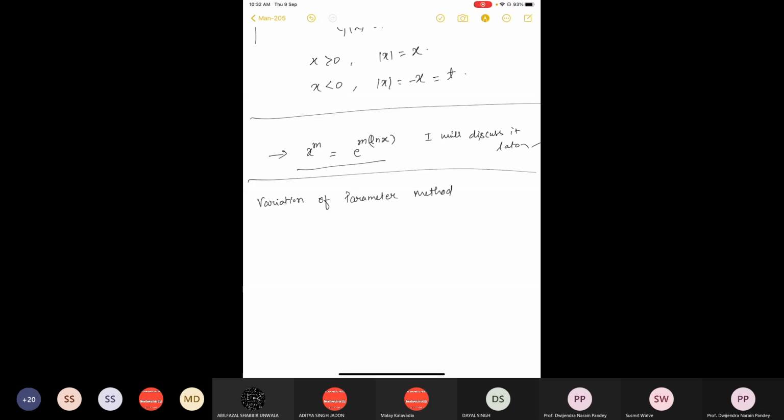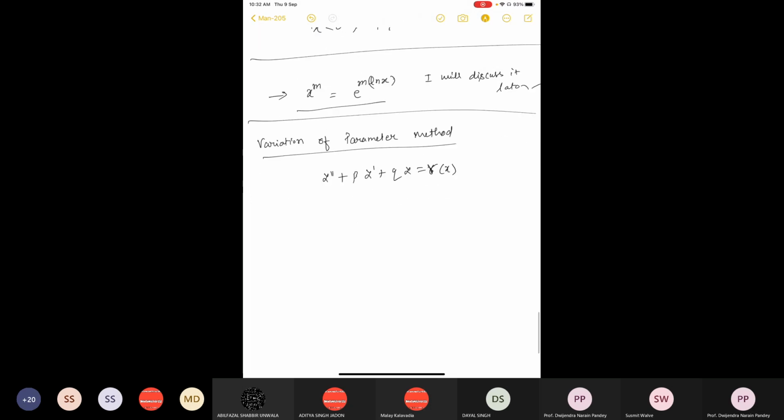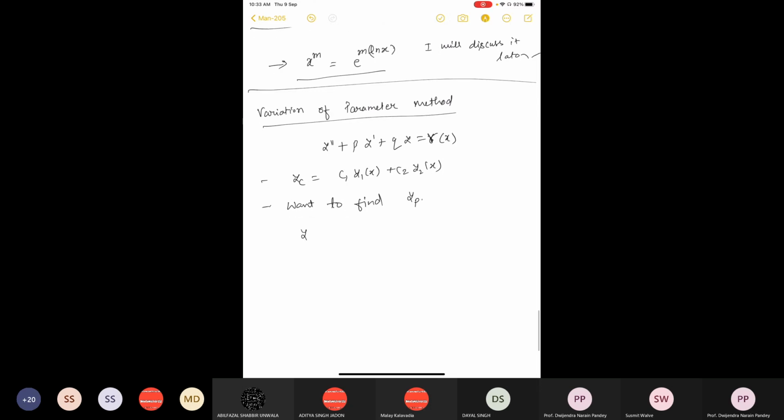So now let us say that we have y double dash plus p y dash plus q y equal to r(x), right? And yc, equal to c1 y1(x) plus c2 y2(x), is given, and we want to find yp here. As I said, if c1 and c2 remain constant, then c1 y1(x) plus c2 y2(x) will give you the general solution of the homogeneous problem, right?